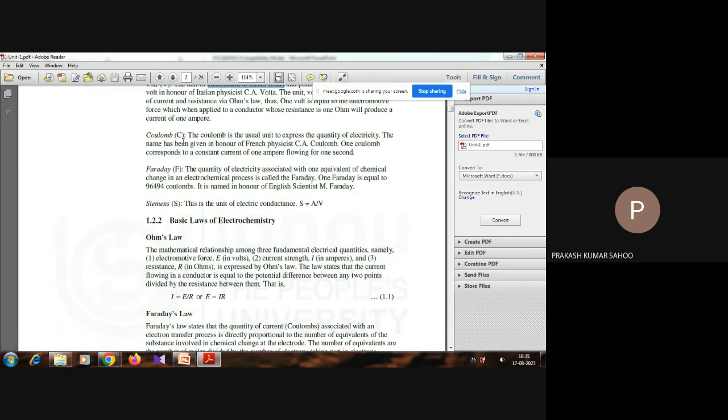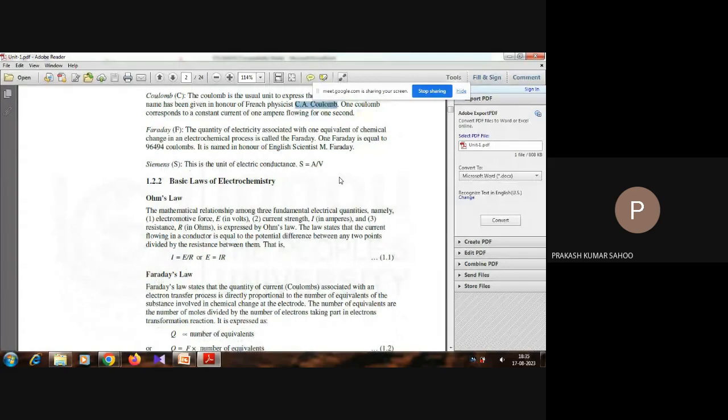Then it is coulomb, that is the total electricity, and it is in honor of the French physicist C.A. Coulomb. And the last one is Faraday, that is Michael Faraday, and he formulated that 1 Faraday of electricity is equal to 96494 coulomb, or for easy workout of problems, this figure is taken as 96500. It is not 494, it is 96500 coulomb for easy workout of problems.